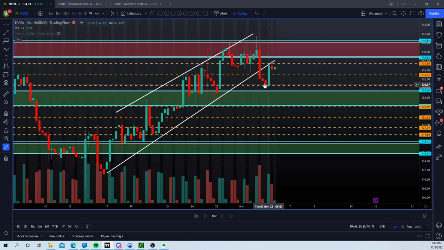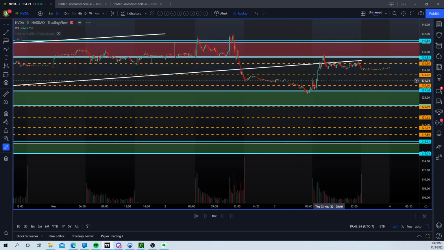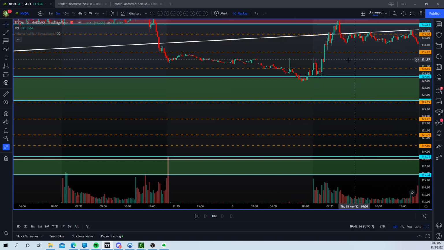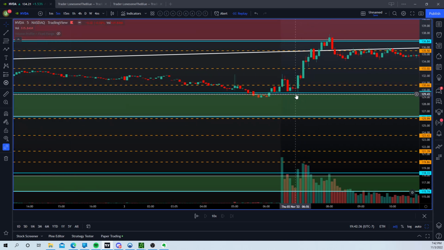But the thing is that even without seeing that, we could already have seen and planned it, because this is a demand level, and look how it held in pre-market. Pre-market, it went back up. Then when the market opened, it went up, but it kept going back to 133.02. It held it, it held that demand zone.